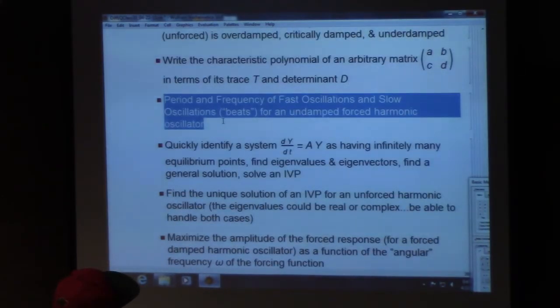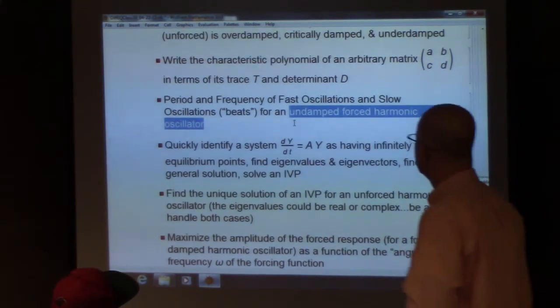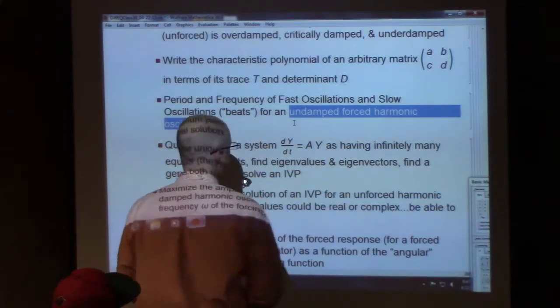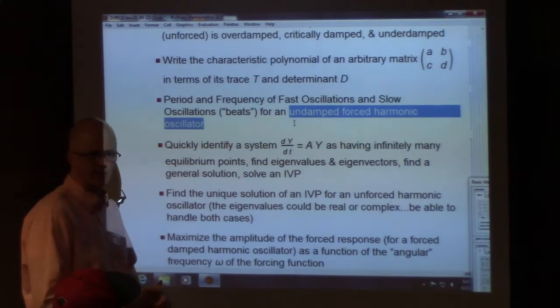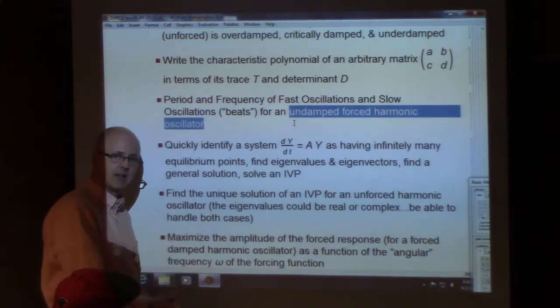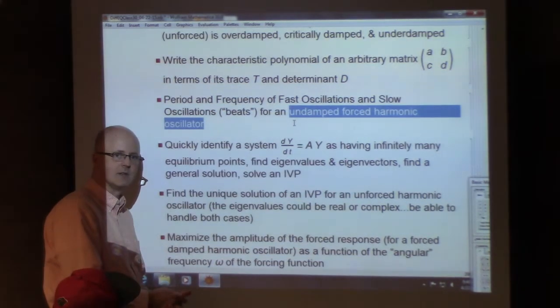Period and frequency of the fast oscillations and the slow oscillations, or beats, for an undamped forced harmonic oscillator. With the right-hand side a cosine omega t, or a sine omega t, I should say. So the forcing function is sinusoidal. Whether it's cosine omega t or sine omega t, you should know the formulas for how to find those periods and frequency. I did talk about it in class. So if you didn't write it down in your notes, you'll want to go back and look at some of the videos.